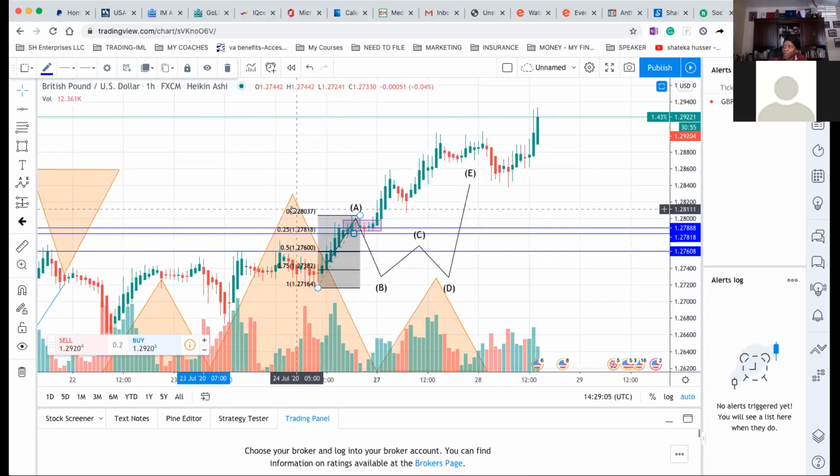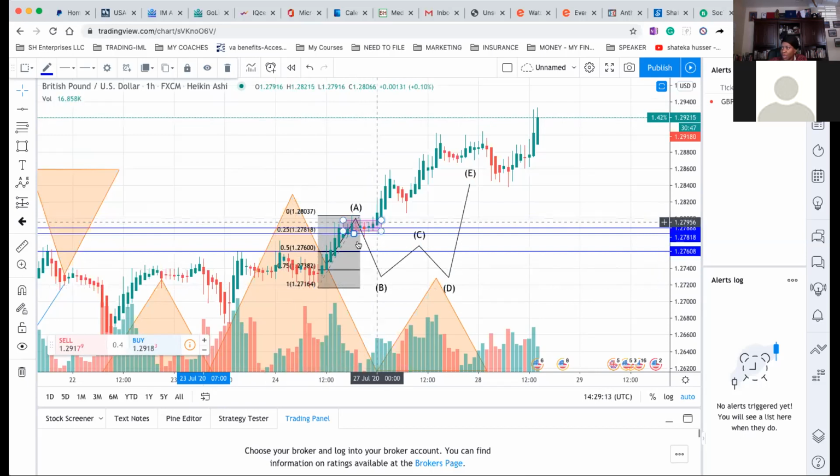But 0 is 0. It started at the beginning. Then it went 25%. Then it went 50%. Then it went 75%. Then it went 100%. Now at the 25%, which is where this line is, what happened? It reversed. Remember? This is a number one reversal pattern.